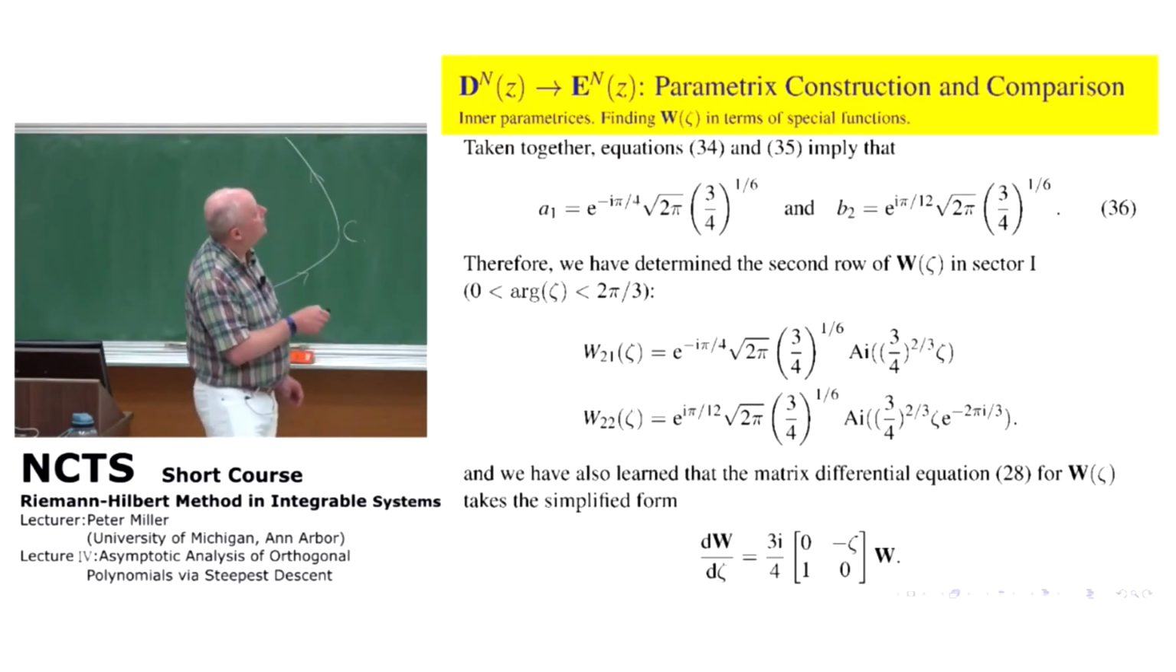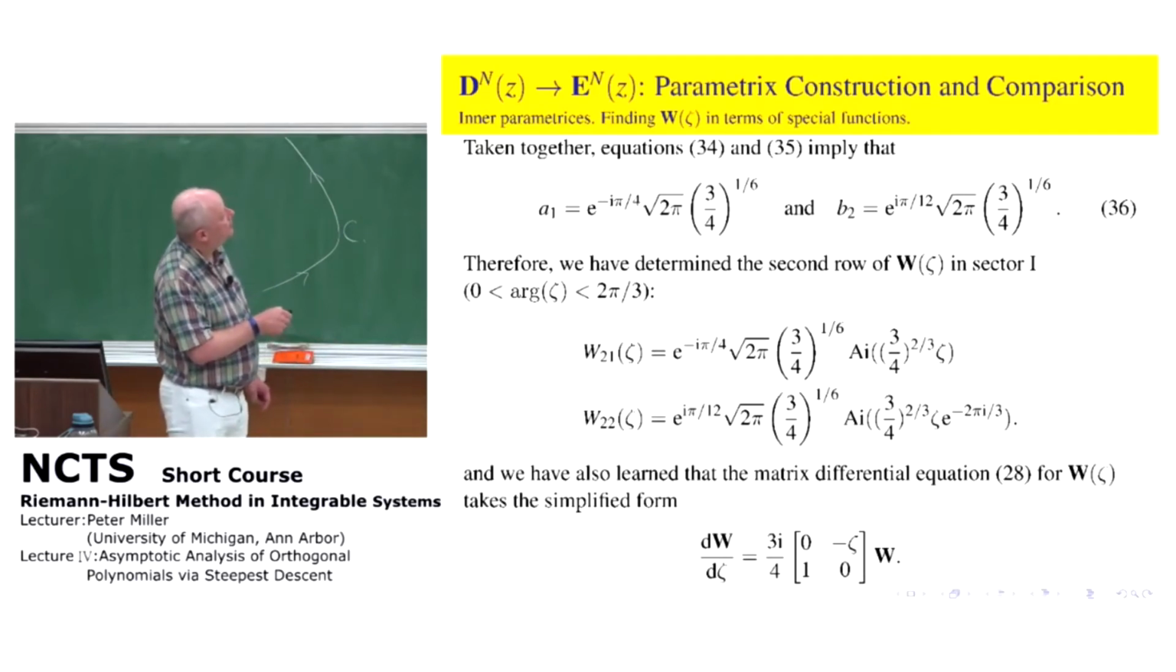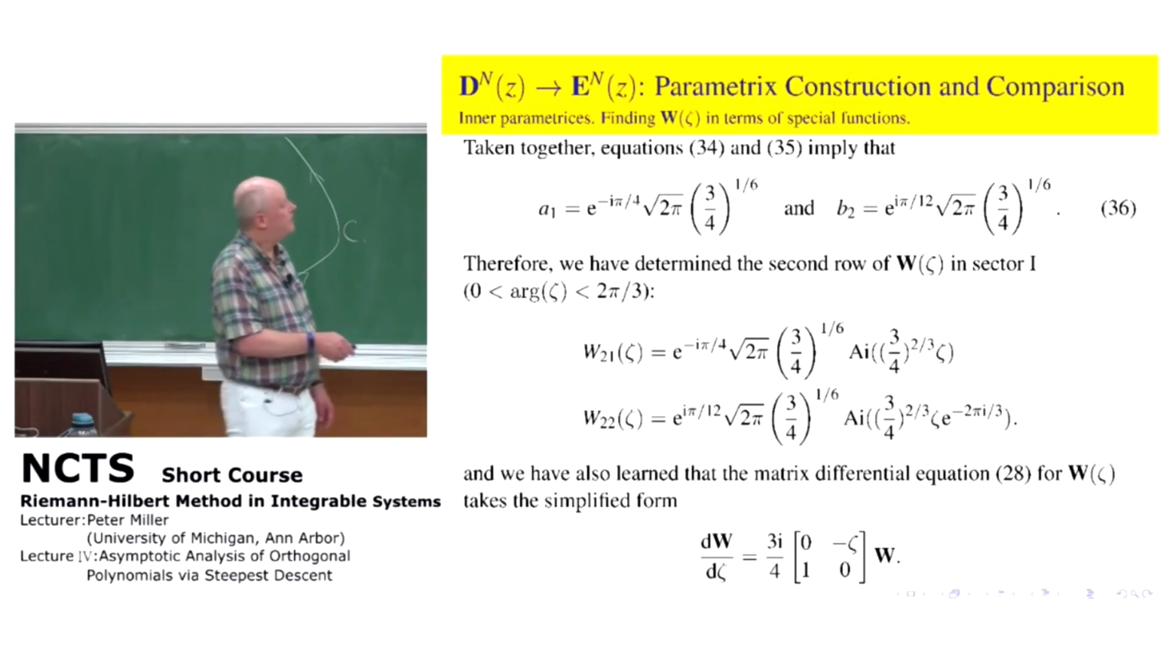So taken together, these equations 34 and 35 tell us what A1 and B2 have to be. So we've determined the second row of W of zeta as a certain linear combination of Airy functions in sector 1. It has to be this. And we also learned, because we figured out something about those constants B, that the differential equation for W of zeta actually has a simpler form. It's really just this thing, which is much easier to see is related to the Airy equation.